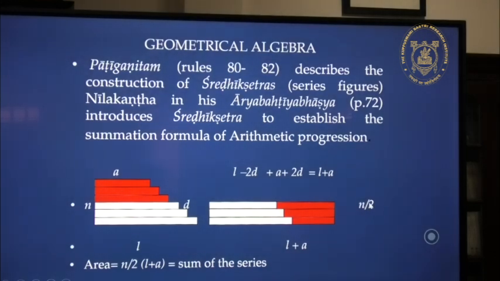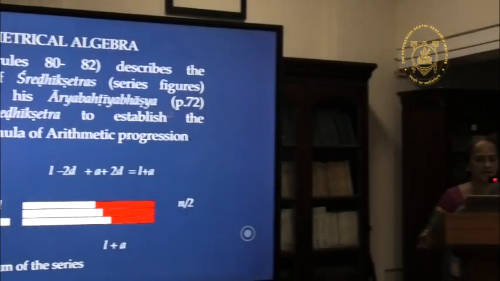Then, geometrical algebra. Algebra is explained through geometry, and geometry is sometimes explained with the help of algebra. Here, an algebraic concept like sum of n terms of series is explained by a Shodhi Kshetra. So here, we assume that this is the number of terms, strips of wood probably, and this is the last term, and this is the first term, and the height of each of the strip is the common difference, D.